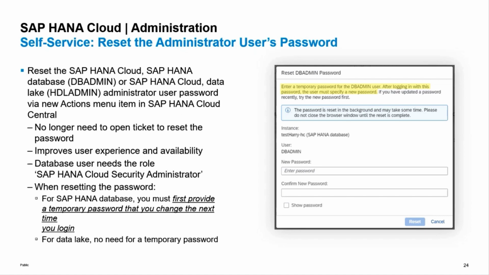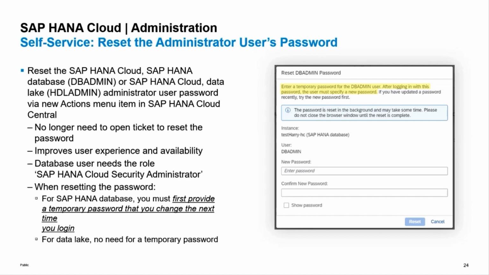So now we have an option in the actions menu in HANA Cloud Central that will allow you to reset that user's password. This means that you will no longer need to open a ticket to reset the password. You can do it yourself. So obviously this improves the user experience and the availability of your instances, in case for some reason you have been locked out and you need to reset that user's password. Then you don't need to wait to have that done. You can do it yourself.